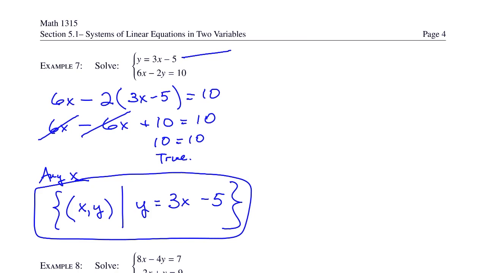So essentially what happened was these two equations were the same line when you graph them. So they overlap everywhere that they're on the line, and so only the ordered pairs that are on the line are solutions. We would say that this is consistent and dependent.